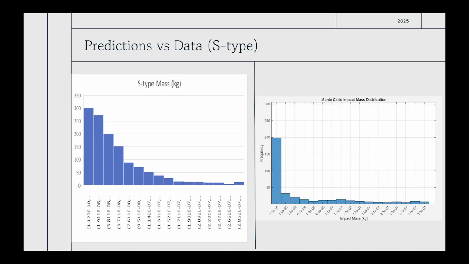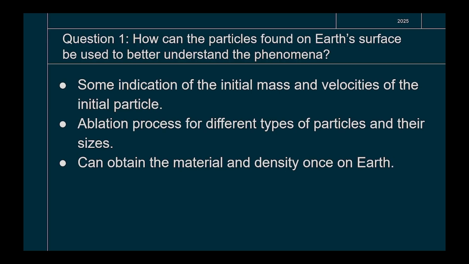However, ours drops off a lot quicker. This could also be due to our simplifying assumptions. However, as you may notice, the S-type mass is dropping off a lot quicker than the I-type. That is because they are less porous.